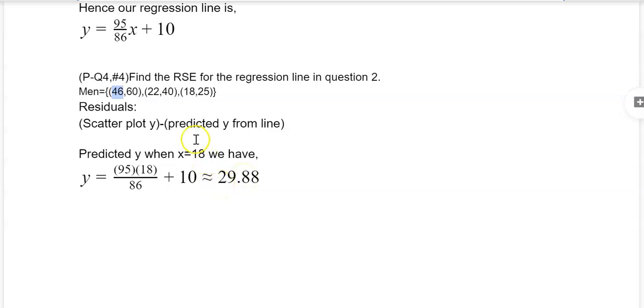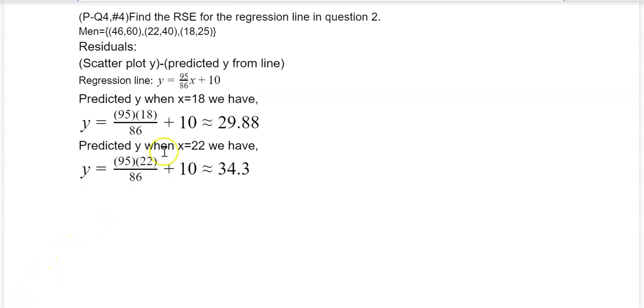Let's do the predicted y value next when x is 22. So I'm using this x value here, plugging into my regression line, which is right here. In place of x, I'm going to put 22. So it'll be 95 times 22 over 86 plus 10. And that's roughly equal to 34.3.